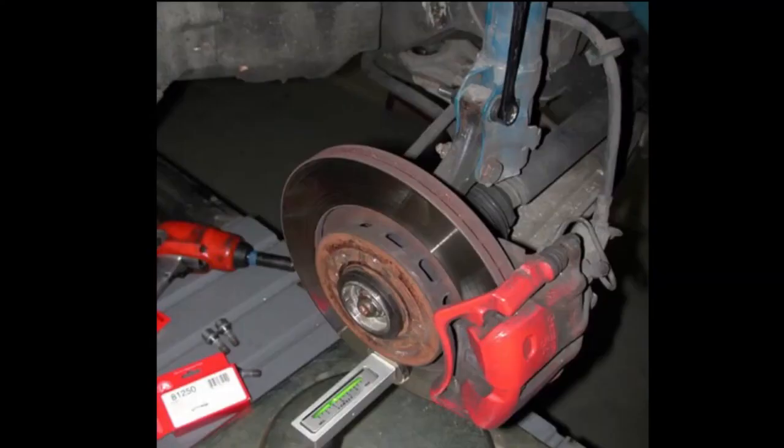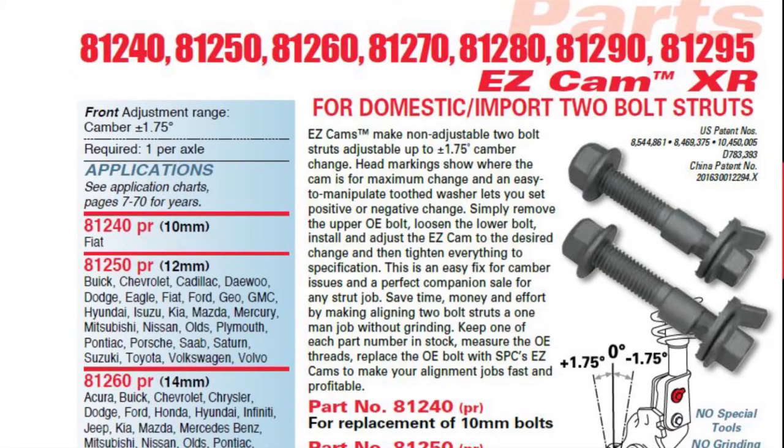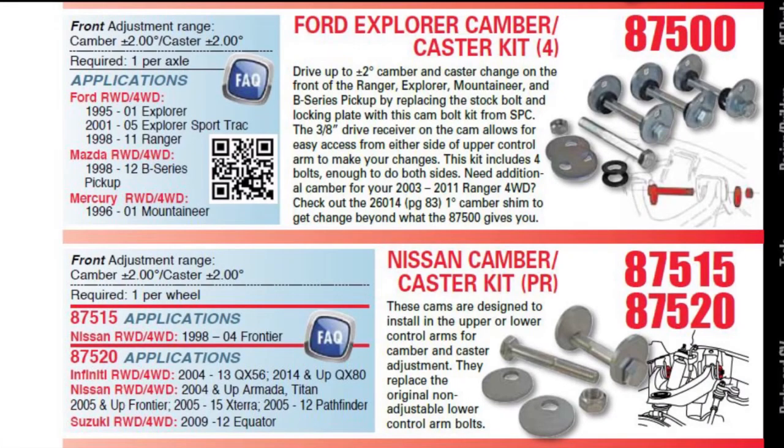An easy fix for camber issues and a perfect combination sale for any strut job. There are no special tools or grinding when installed with a magnetic camber gauge, and you will actually save time doing the alignment while making more money. These top-selling camber adjusters are packaged in pairs. External offset cams are used for alignment adjustments for many vehicles.